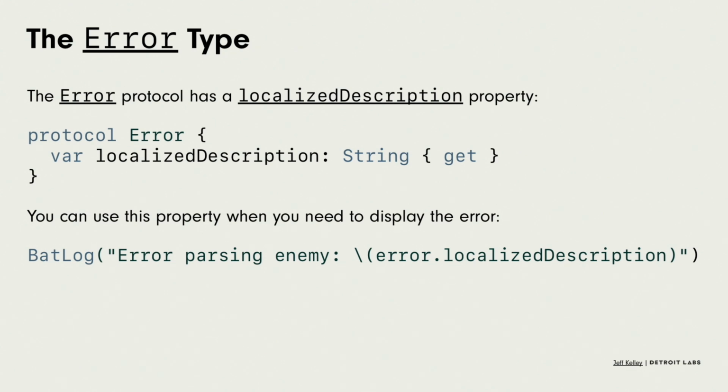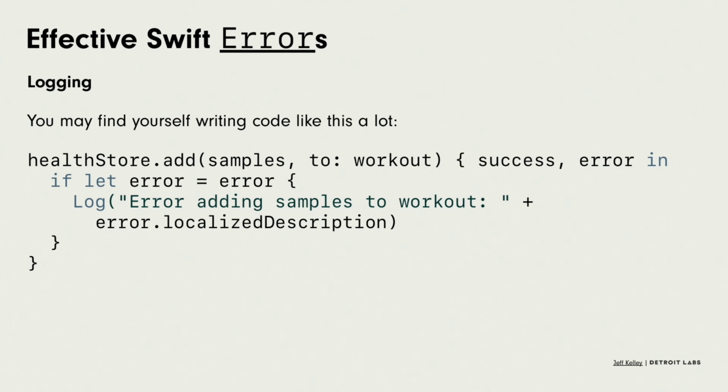Other things you can do with error, they have a localized description. And we can use that maybe to log it out in some kind of logging framework that we have. And in fact, you might find yourself writing code like this a lot, where here we're going to add some samples to a workout in HealthKit, which could succeed, it could fail. I'm not exactly sure what you're supposed to do if adding samples to a workout failed. There's not a whole lot HealthKit tells you. But at the very least, we're going to want to log that out.